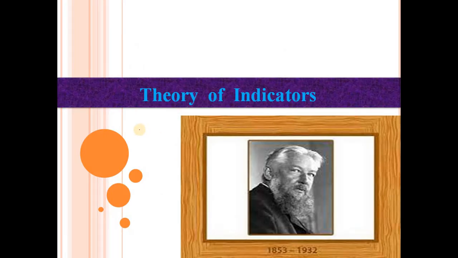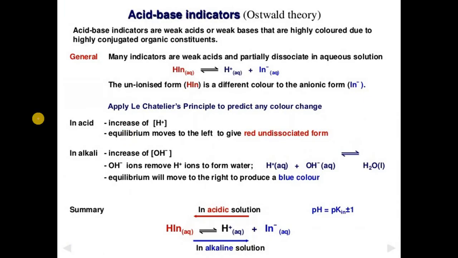The theory of indicators was discovered by W. Ostwald. The scientist who discovered this theory is called Ostwald, and it is Ostwald's theory of indicators. In the case of Ostwald's theory, acid-base indicators are weak acids or weak bases that are highly colored due to highly conjugated organic constituents.